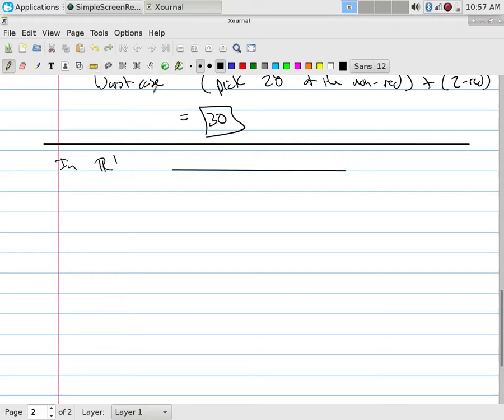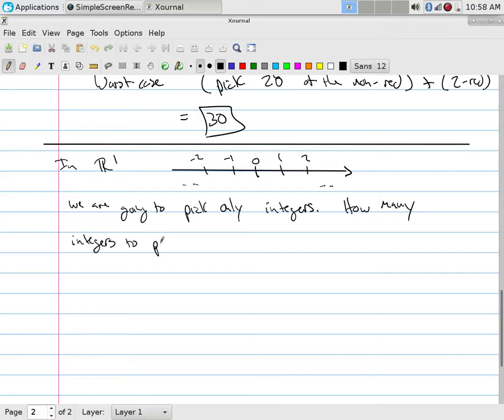We are in R1. So I have one dimensional space. And in one dimensional space, I obviously have the integers. We are going to pick only integers.